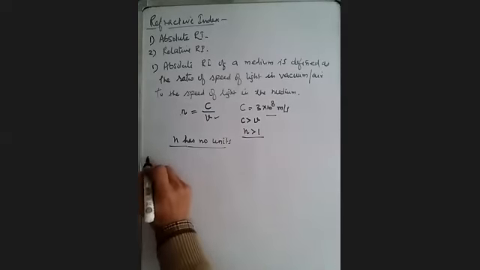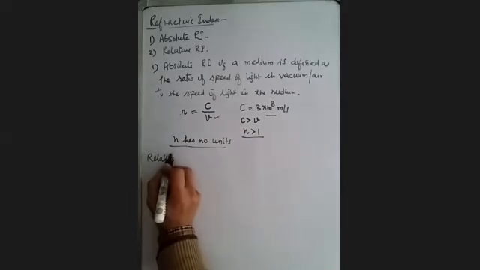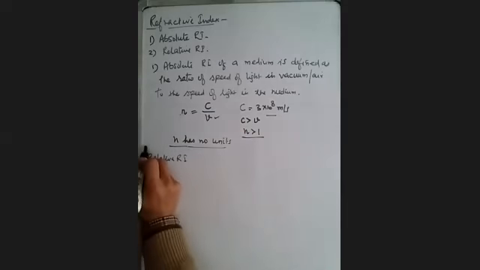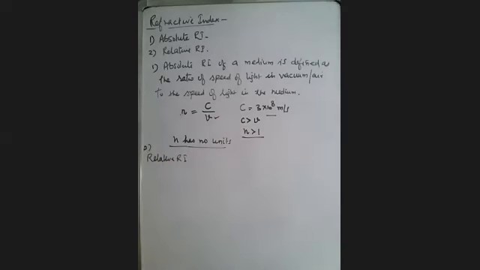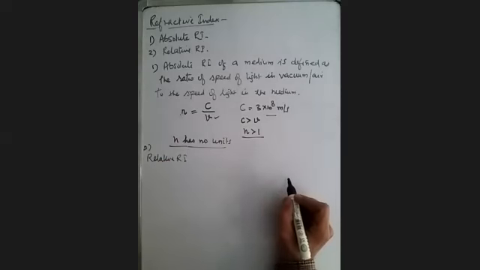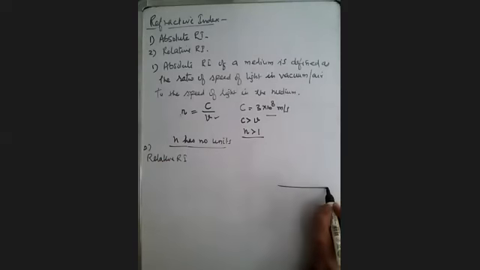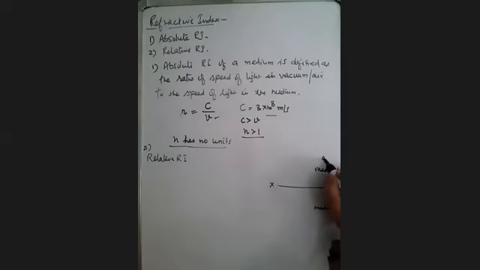Okay, now relative refractive index. That is the second type. So suppose we have two media. This is the interface of two media XY, and the medium on top is say medium 1, and this is medium 2. We can take an example of air, and suppose glass is medium 2.